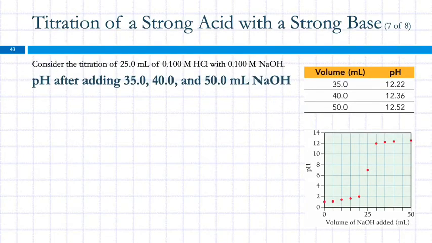So these calculations will be very similar, adding 35, 40, 50 milliliters of sodium hydroxide. And the pH is going to go up. Now, the reason that the pH does not change greatly here is because pH is a logarithmic scale, and we are adding on a linear scale.